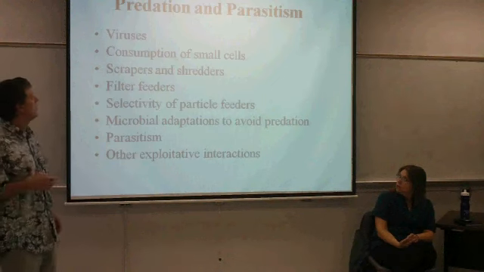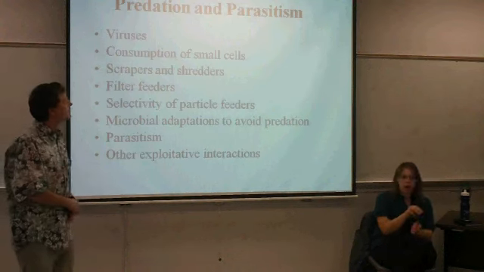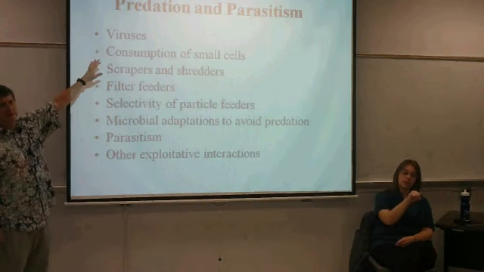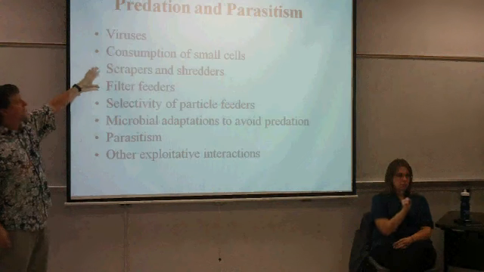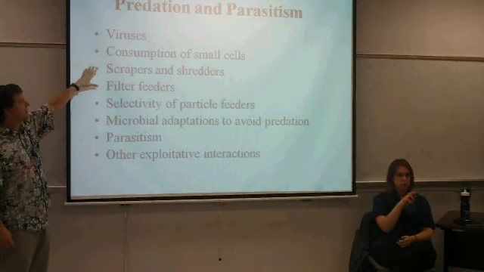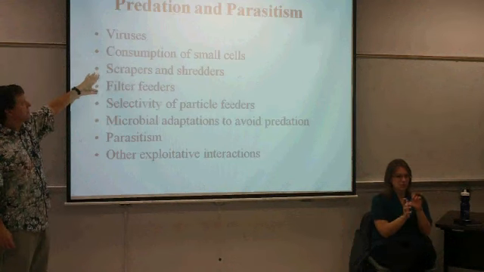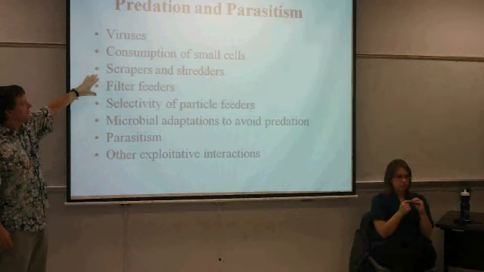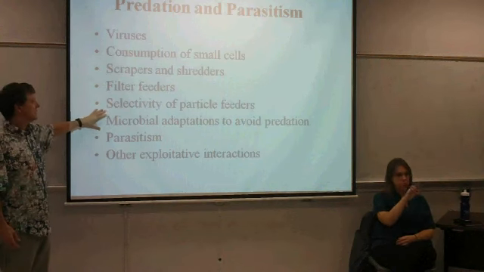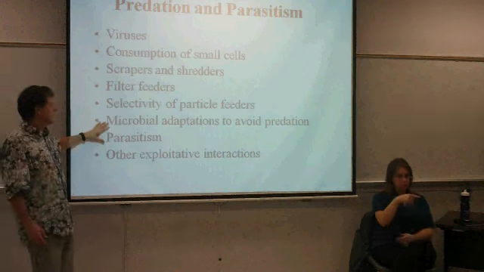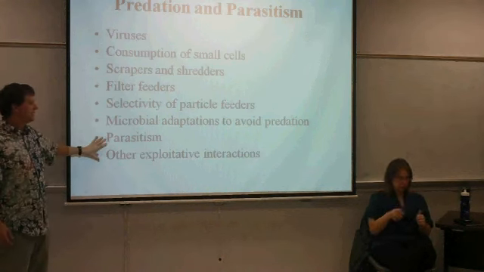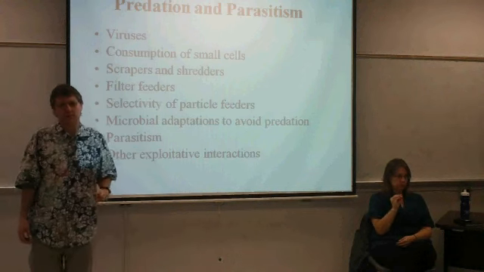So in microbes, we first talk about predation and parasitism. In the first part of that, we'll be talking about viruses. Then we'll talk about how animals and protozoa can eat small cells. We'll talk about functional feeding groups on whole assemblages of microbes and selectivity of particle feeders. The way microbes adapt to avoid predation, and finally talk about parasitism and other exploitative interactions.